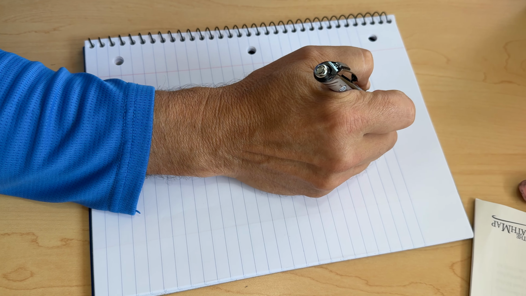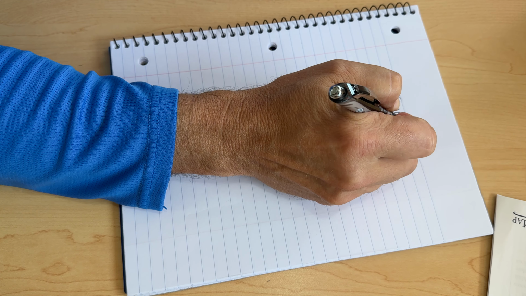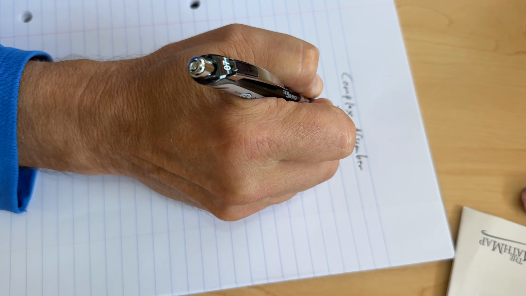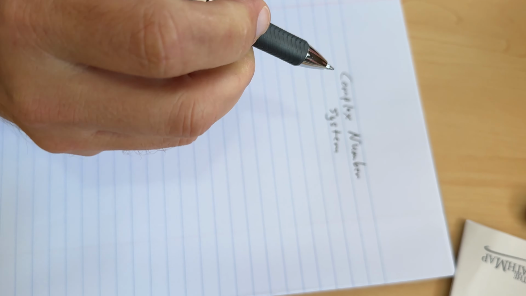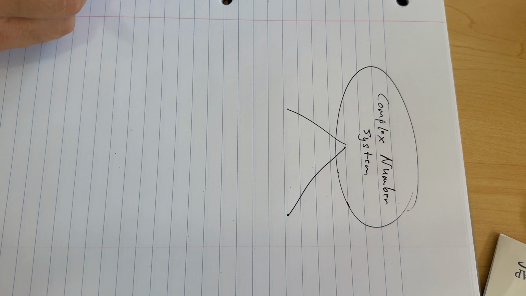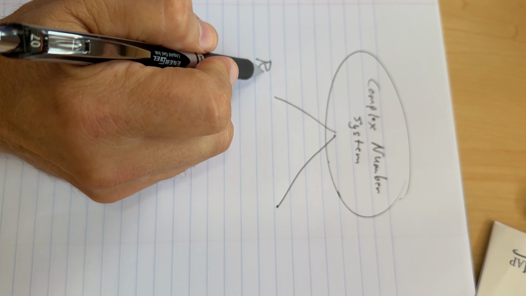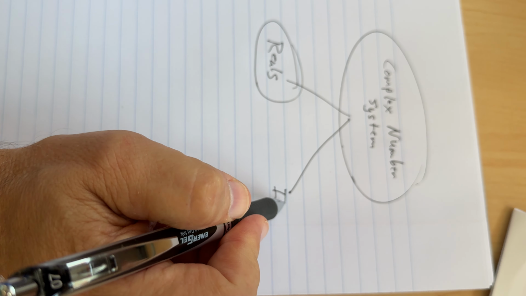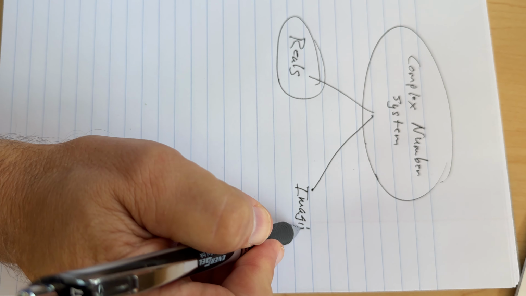Let's talk about the complex number system. So all the numbers in the world are called complex numbers, but they break down into two big categories. One category is called the real numbers. The other category is called imaginary numbers.